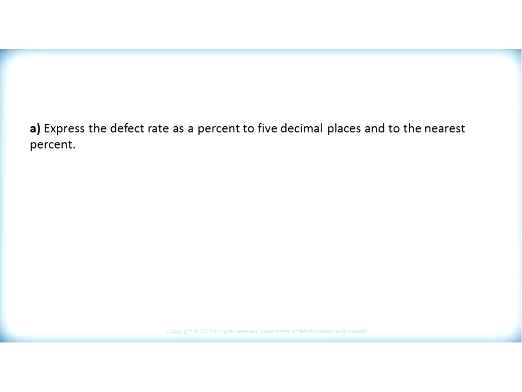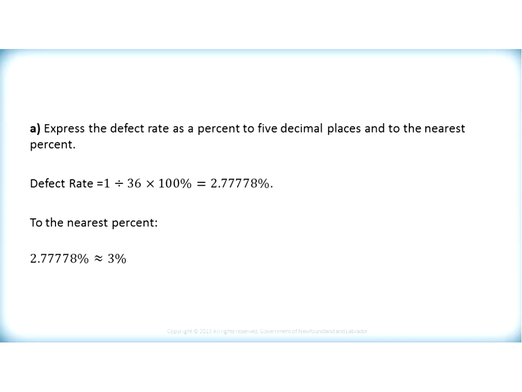So the first question, we want to express the defect rate as a percent to 5 decimal places and also to the nearest percent. So the defect rate we said is 1 in 36. As a percent to 5 decimal places, we take 1 divided by 36, multiply that by 100 percent, and we get 2.77778%. To the nearest percent, we're going to round that. So 2.77778 is about 3%.